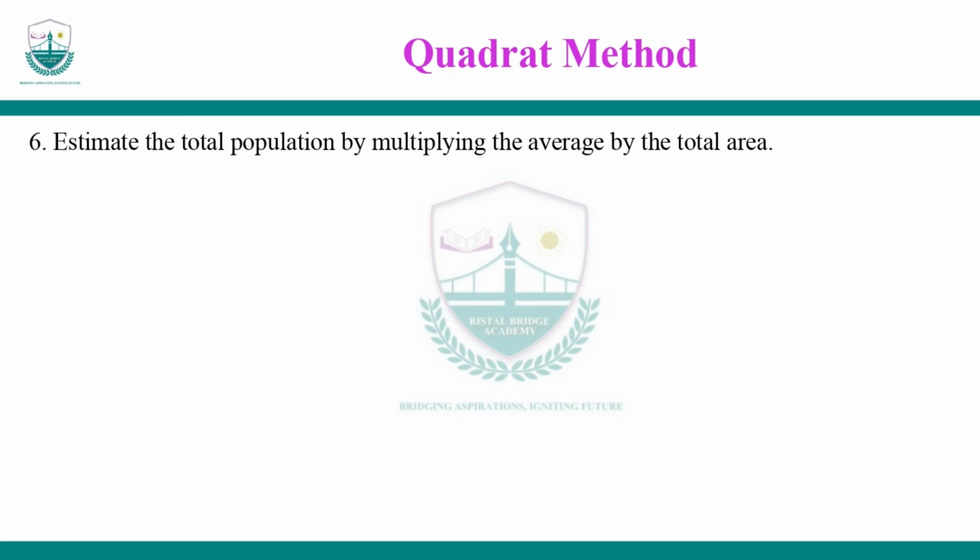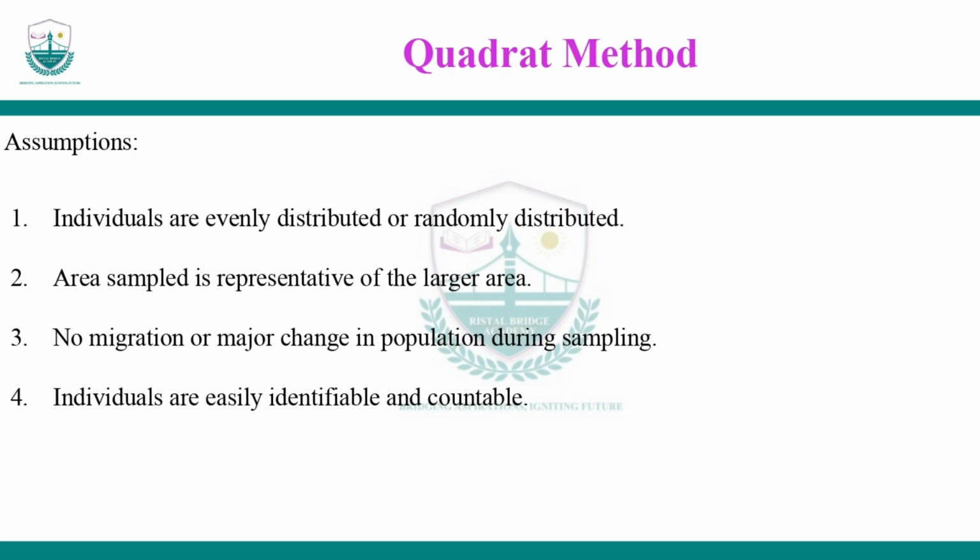But this method depends on key assumptions. Organisms are evenly or randomly distributed. The sampled area reflects the larger habitat. There's no major movement in or out during sampling. Individuals are easily identifiable and countable. If these conditions are met, the quadrat method provides reliable estimates.